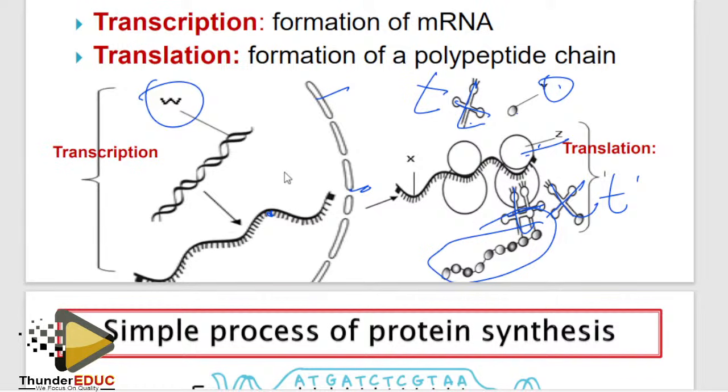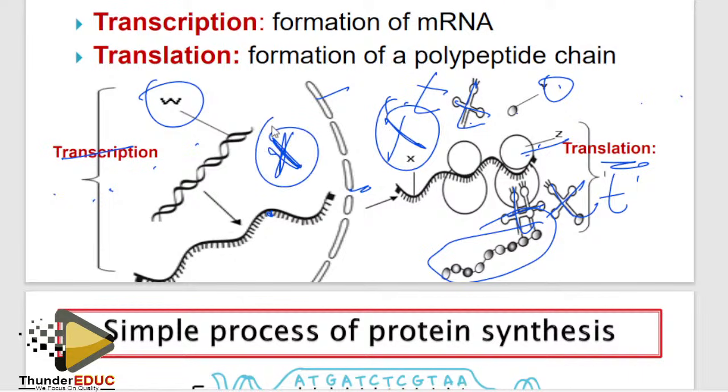Is it clear? Yes. This is transcription. It occurs in the nucleus. This is translation. It occurs in the cytoplasm. Therefore, if they ask you what this space is, it is the cytoplasm, and what this space is, it is the nucleus. Lastly, but not the least, on DNA, so that we go to meiosis.